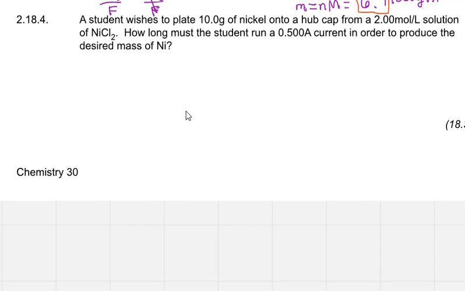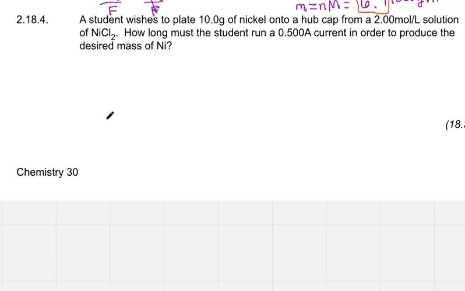A student wishes to plate 10 grams of nickel into a hubcap from a one mole per liter solution of nickel chloride. How long must the student run a 0.5 amp current to produce the desired mass of nickel? Okay, this one's unusual. They start us off with the amount of metal they want.